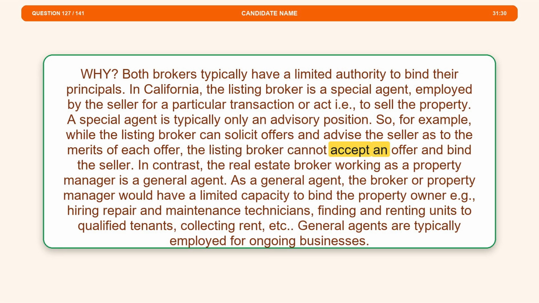In contrast, a real estate broker working as a property manager is a general agent. As a general agent, the broker or property manager would have a limited capacity to bind the property owner, for example, hiring repair and maintenance technicians, finding and renting units to qualified tenants, collecting rent, etc. General agents are typically employed for ongoing businesses.